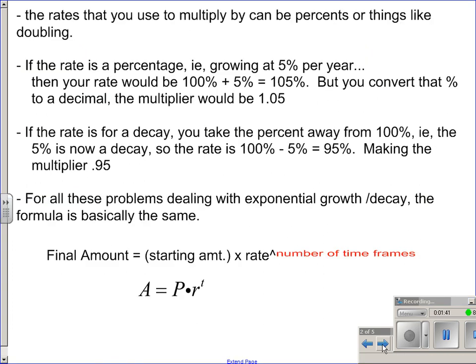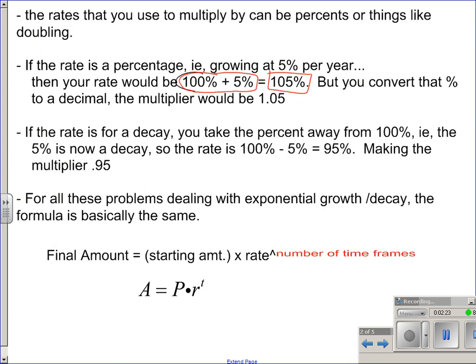The rates that you use to multiply can be percentages, or things like doubling, where you're multiplying by 2, or it could be tripling every time frame, multiplying by 3. Just multiplying by 3 a bunch of times. So, if the rate that something is going up or down is a percentage, if it's a growth, you still have the original 100% of the material, whatever we're talking about, this population, bacteria, whatever. You still have 100%, but then you're adding on that extra percentage. That means you've got 105% if it was a growth rate of 5%. So you're dealing with 105%.